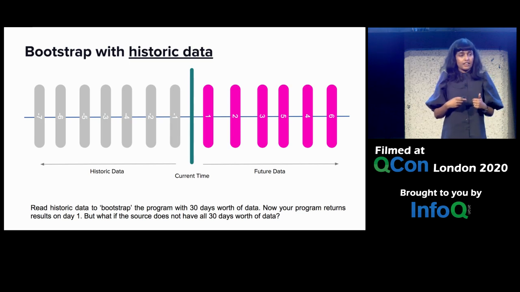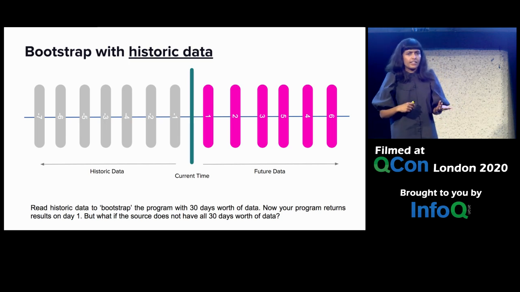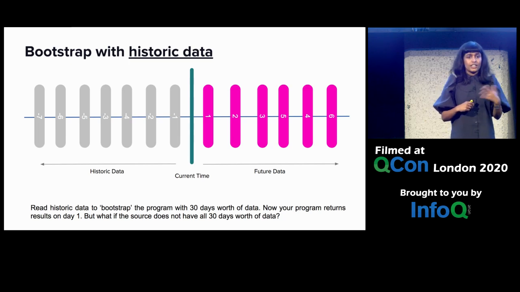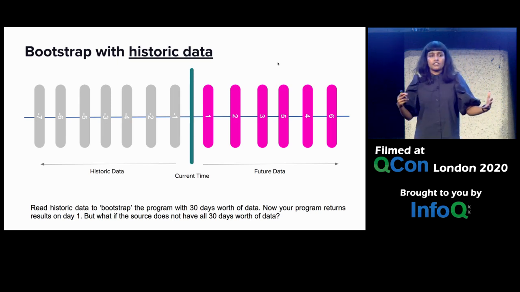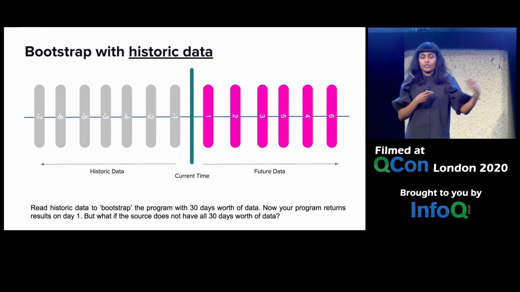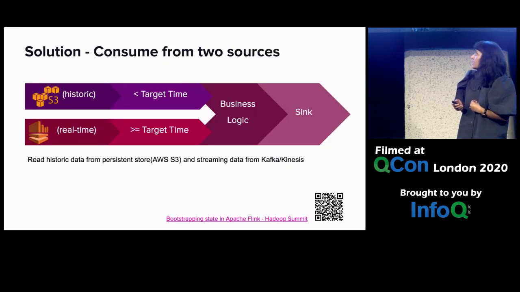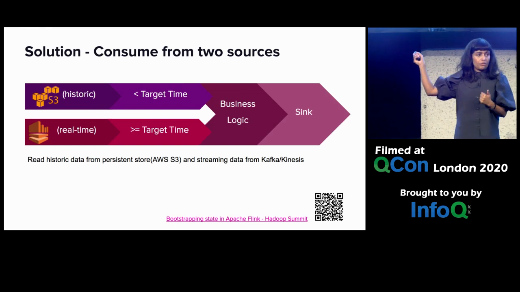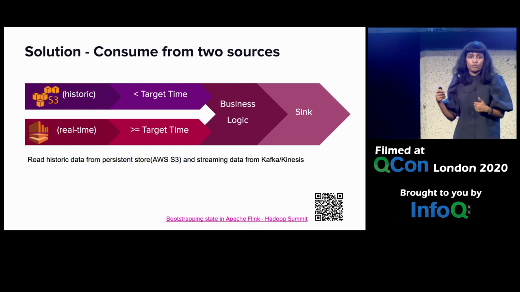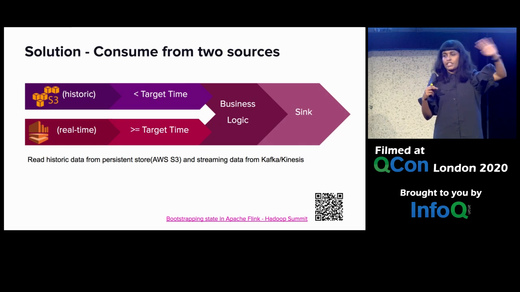The problem arises when the sources that you read from do not have 30 days worth of data, which is often the case. Kinesis has a maximum retention of, I think, 7 days, if I'm not wrong. With Kafka, also, it's really expensive to have a really long retention policy. So unless you have an infinite retention source, it's not possible to get all that data from one source, which was the case with us. So we decided to read from two sources. We read real-time data from Kinesis, which has a retention policy of 7 days, and everything else from S3, which is our historic source. And we retain data in S3 forever.